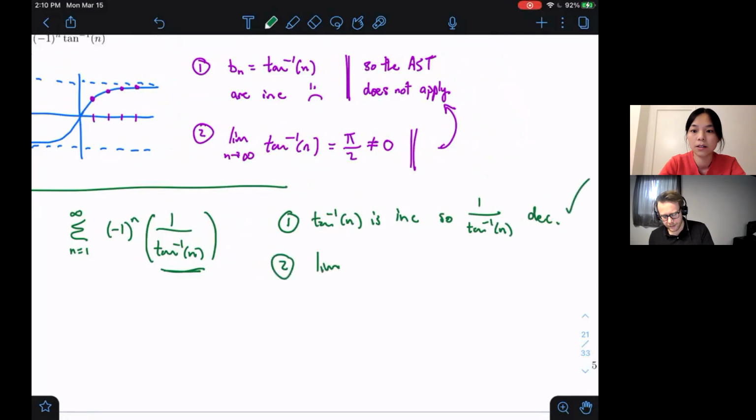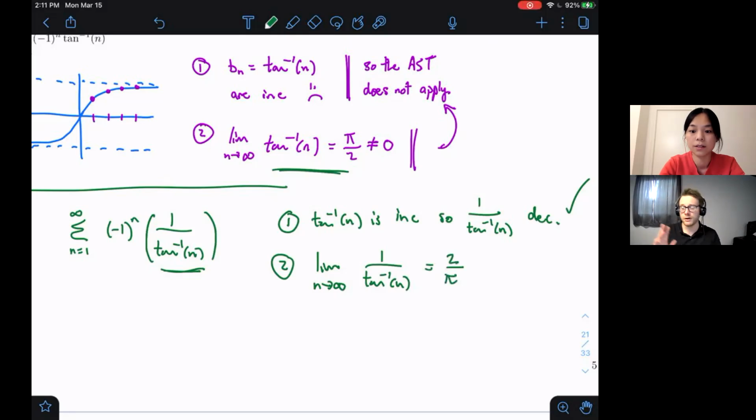Which is taking the limit as n goes to infinity of this bit right here. And already I've seen in chat, this is where the issue lies. We know that the limit of just tangent inverse is going to be pi over 2. So the limit of this is going to be 2 over pi, right? Because the reciprocal, remember, limits are quite nice when it comes to limit laws. Derivatives and stuff like this are a bit of a pain, right?